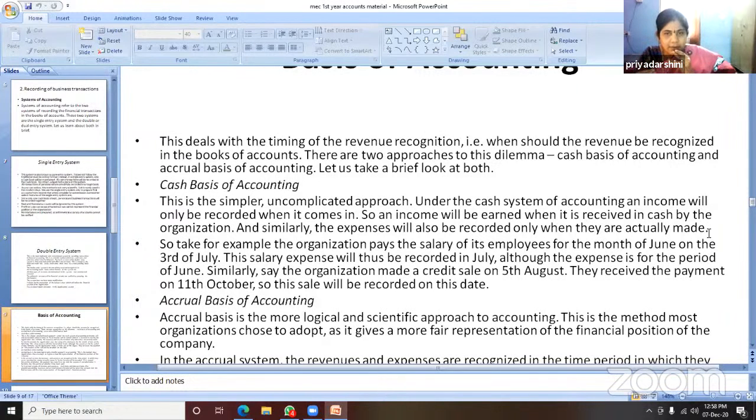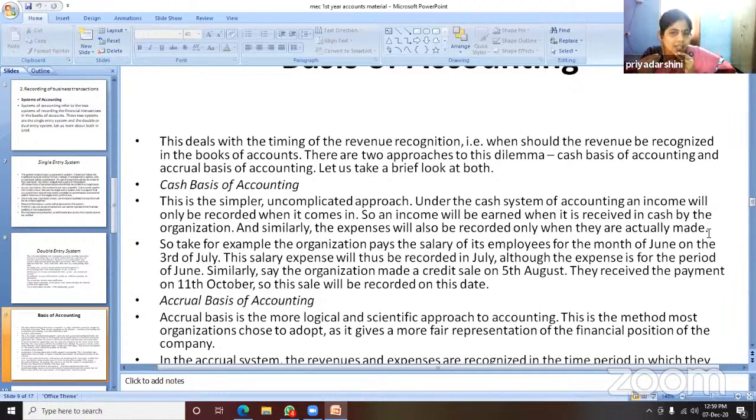So take for example, an organization pays the salaries of its employees for the month of June on the 3rd of July. This salary expense will thus be recorded in July. The amount is payable in the month of June, but when they are making the payment in the month of July, in the month of July only, as and when they are paying the cash, then only they are recording the transaction. That is purely when the cash payment is done, immediately the transaction is taken into consideration.